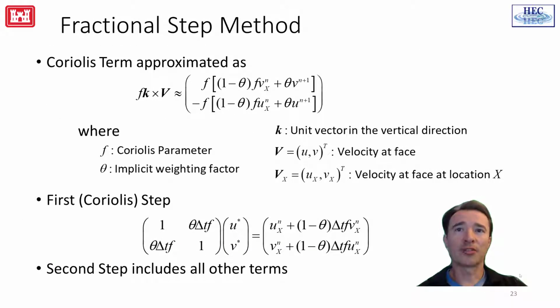In the ELM shallow water equation solver, the Coriolis term is treated semi-implicitly as shown in the first equation. As in previous slides, the subscript x indicates the backtracking location. Theta is the implicit weighting factor. In order to implement this within the solver, a fractional step method is needed, consisting of two steps. The first step includes only Coriolis and computes an intermediate velocity, u and v star. The second step includes all the other remaining terms.